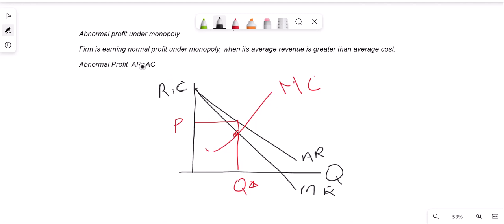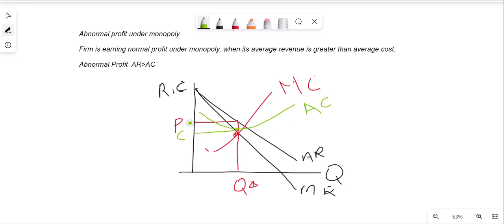As we write here the condition for abnormal profit, the firm is earning abnormal profit when its average revenue is greater than average cost. So now we have to draw the average cost curve in such a way that it should be below this point. So this will be the graph for the average cost curve, and from this point to this point it will give us cost. We are deciding cost from the average cost line.